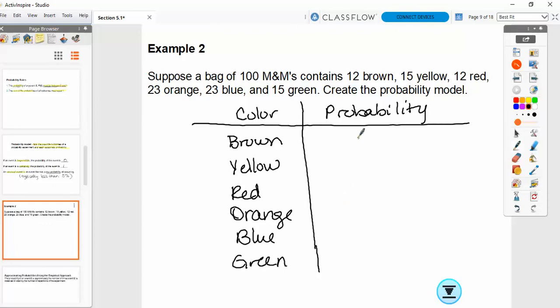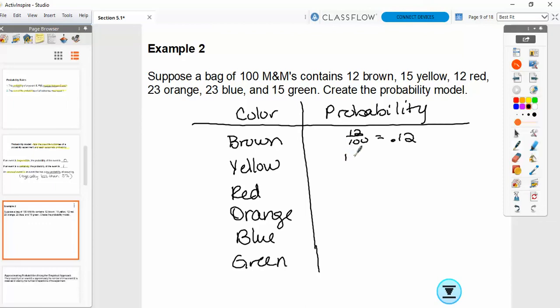So then the probability. What would be the probability of a brown M&M? 12 out of 100 or 0.12. In general, I don't care if you give me a fraction or a decimal. If you give me a fraction, please make sure it's in lowest terms. Decimals are fine, but you want to be a little cautious. If it's a big, nasty repeating decimal, I'd rather you not round it, so keep it as a fraction in that case.